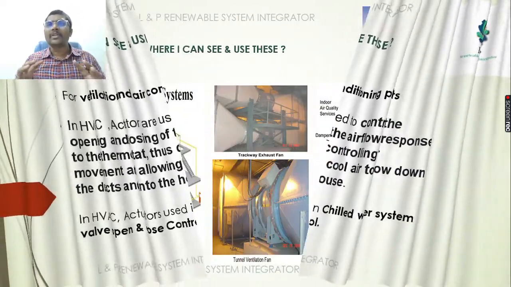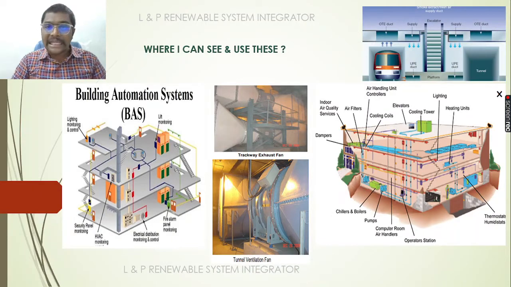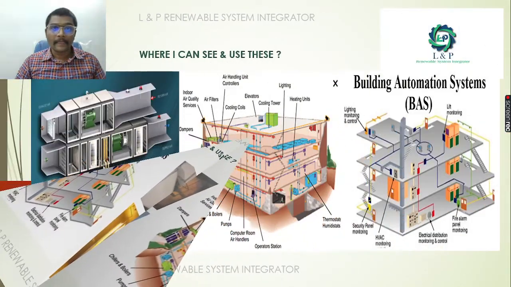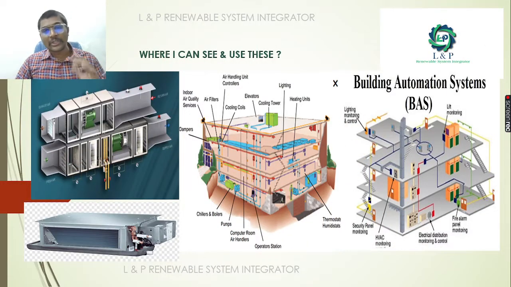So the damper actuator has vast applications. It is used in track exhaust fans, tunnel ventilation fans, and building automation systems. It is used in air handling units and variable air volume units also. Even for pressurization fans we can control the damper positions. As I told earlier, in building automation systems, established buildings, multi-storey buildings like malls and metro stations, you can see these damper actuators.